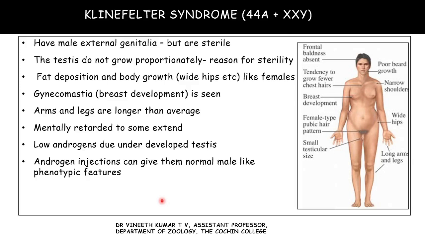So the treatment should start in childhood itself, with androgen injections, so that their external features will not be like a typical Klinefelter. They will have the appearance of a normal male, but the problem will be because of the XXY, they might be mostly sterile.